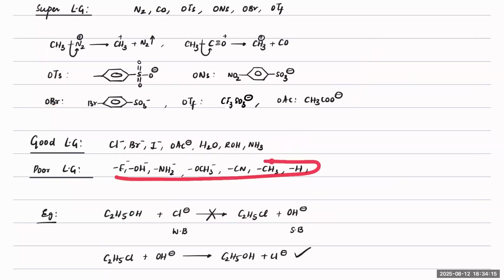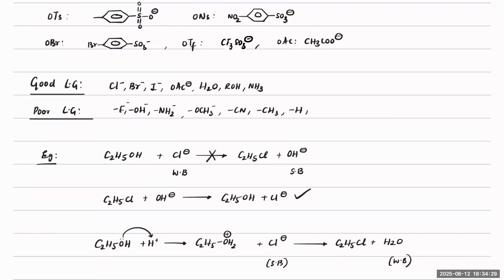These are very, very poor leaving groups. That means you cannot expect them to leave easily unless there is some very critical condition in the molecule. Got it? Now, one thing is for sure, a good leaving group cannot be replacing a poor leaving group like OH minus. That means this reaction is not feasible wherein chlorine can go attack, remove OH minus.